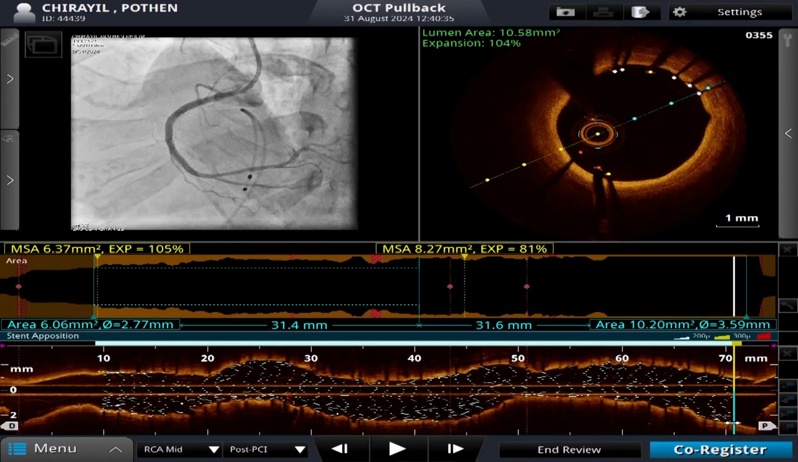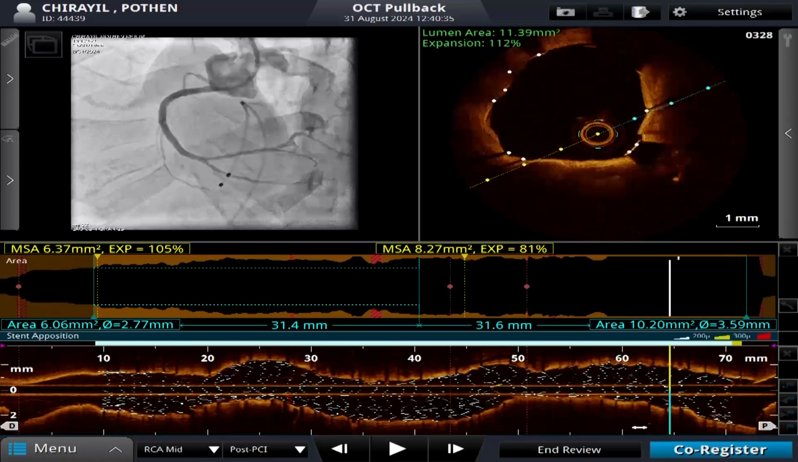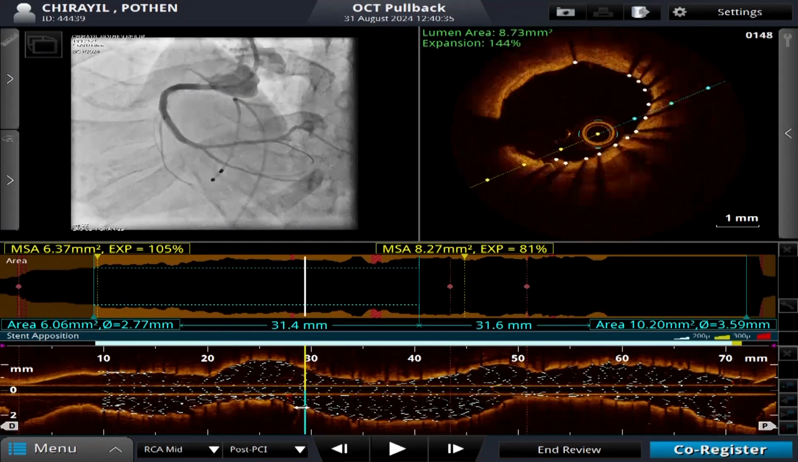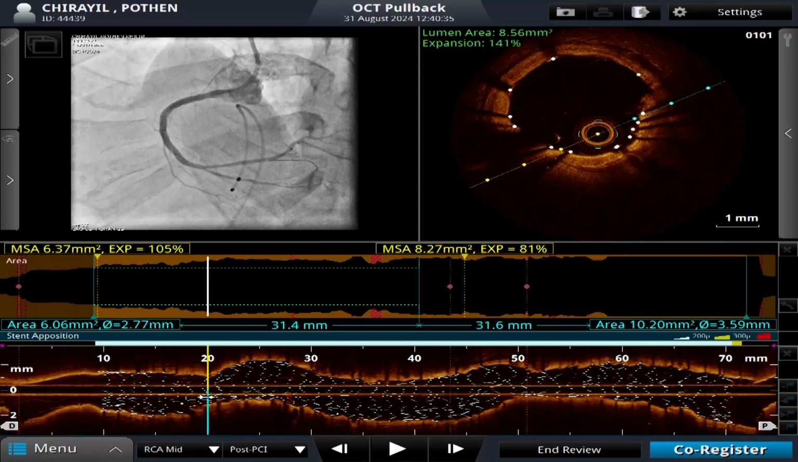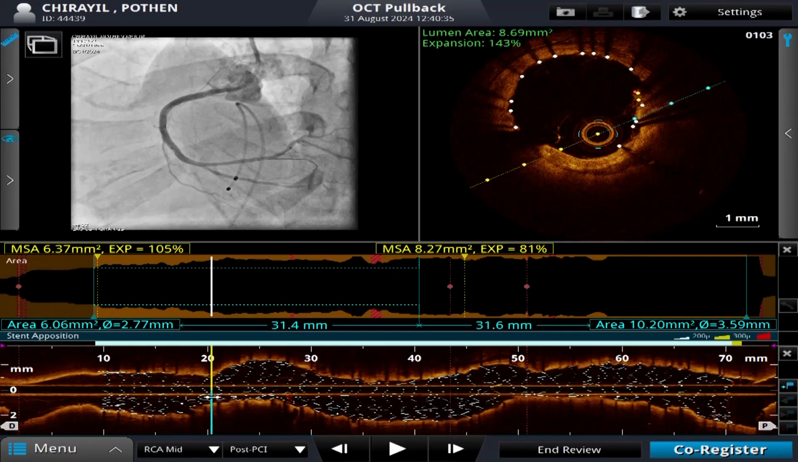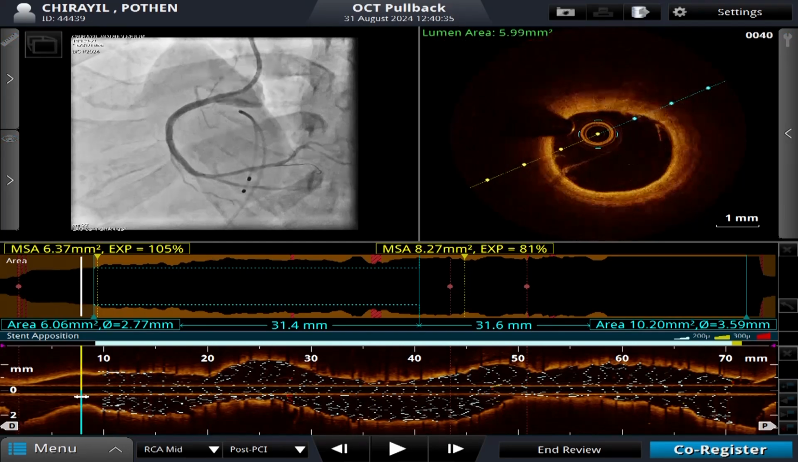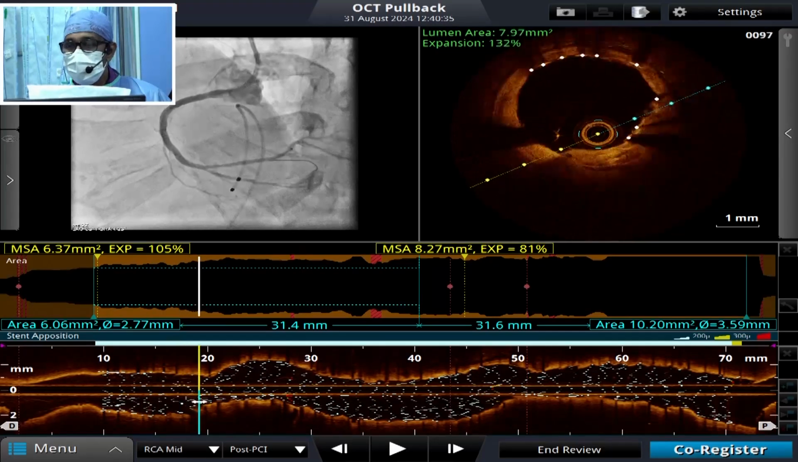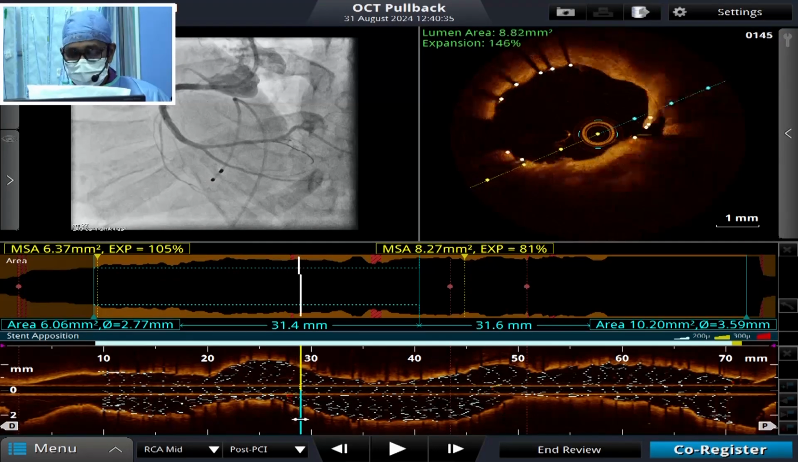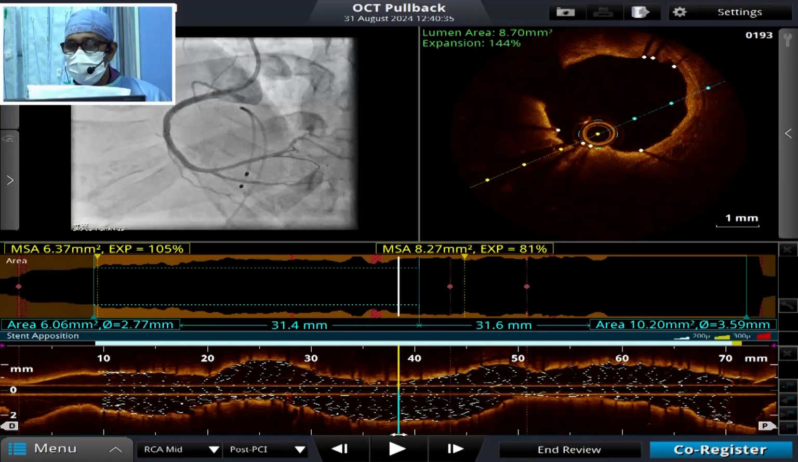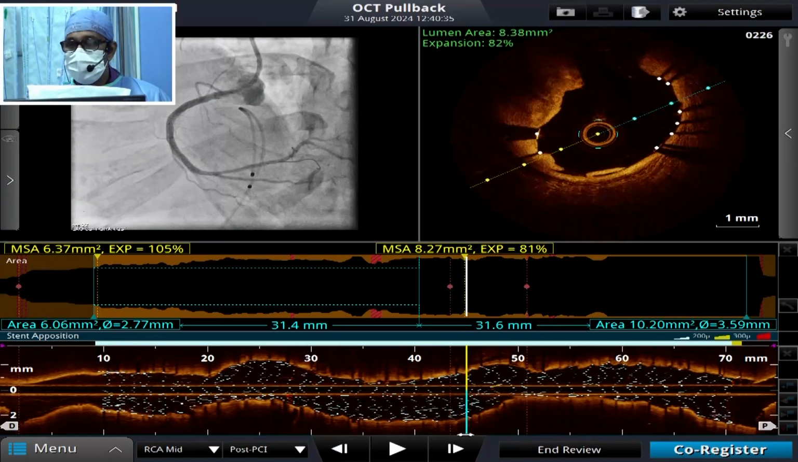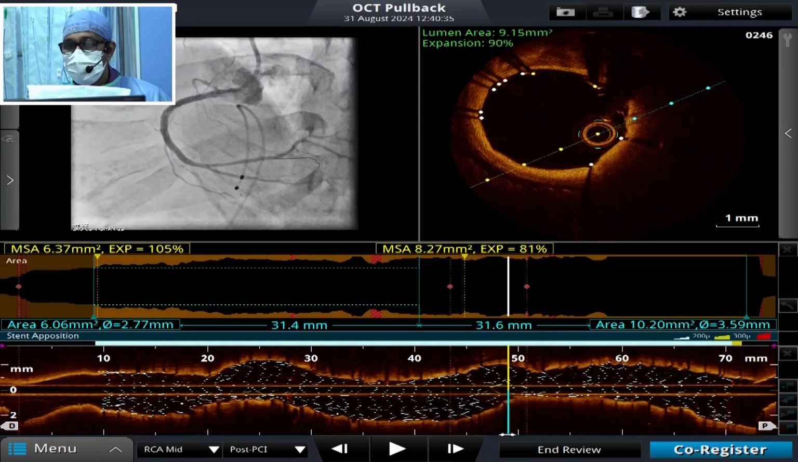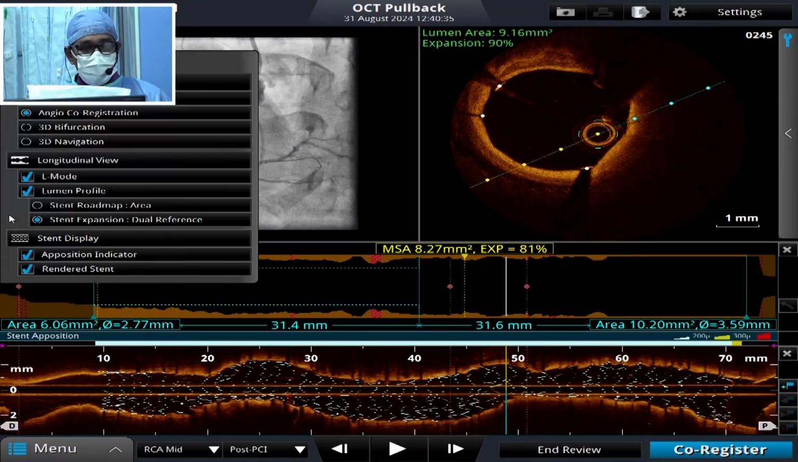Right. I want to see that particular mid portion to check whether we have any under expansion. That is the area. 7.5. Exactly. But actually, there it seems good. Distally, these areas are all good. The distal vessel is almost 5.9. Here it's more than 7. All these areas are 7, 8, 9. It's all good. In these areas 8, 9 and all. And as we come more proximally here, again it's 8. Good.